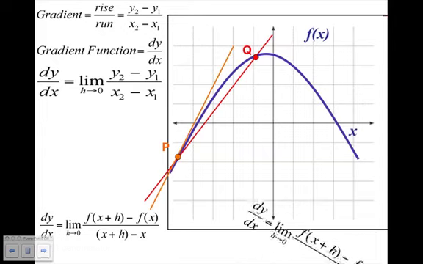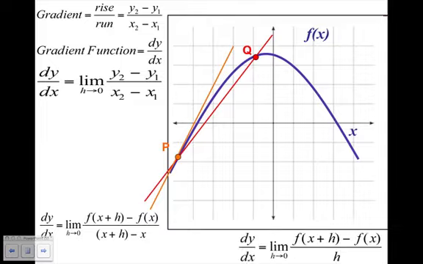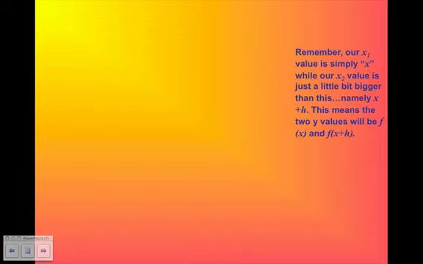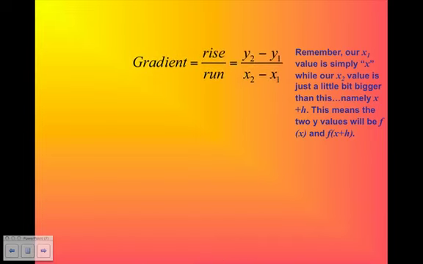But before that, we might just recap using the derivation for that formula we've just found without the graph. So once more, remember our x1 value is simply x, while our x2 value is just a little bit bigger than this, namely x plus h. What's h? Well, h is a number as close as you like to 0. This means that the two y values will be f of x and f of x plus h.